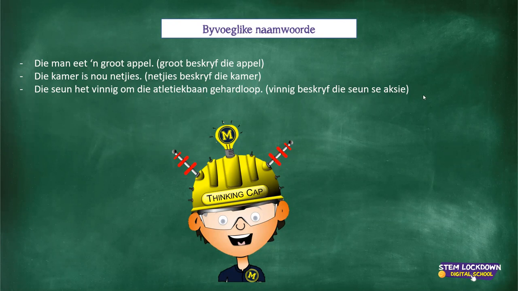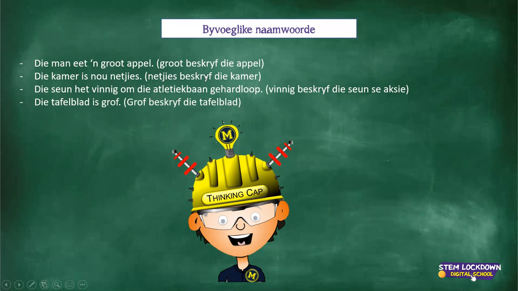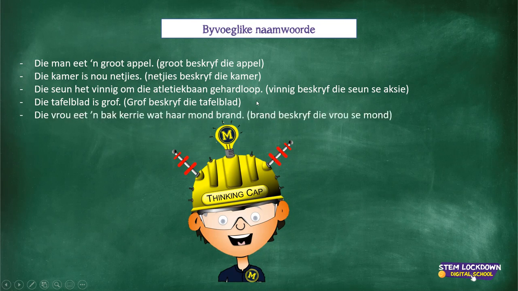The next one is then, die tafelblad is grof. Okay, sorry Angelina and Junior, groot means big, something is very big. Okay, die tafelblad is grof. The top of the table is rough, nee. Grof beskryf die tafelblad. Grof is die bijvoeglijke naamwoord or die adjective.